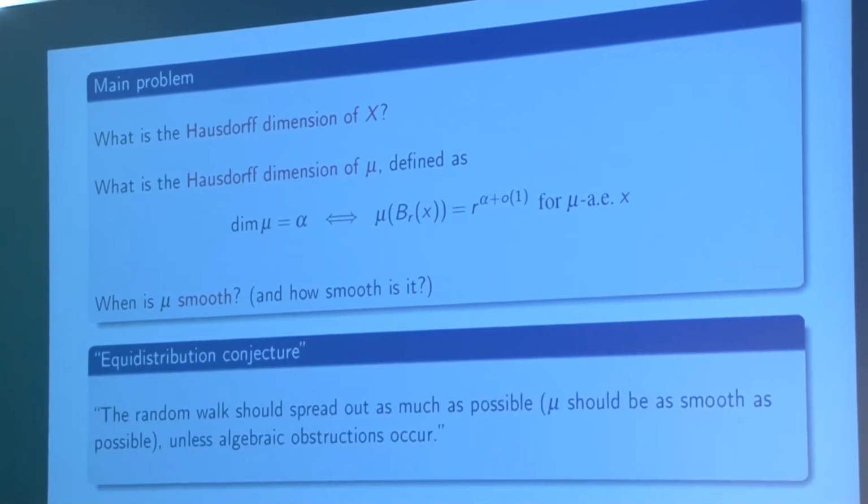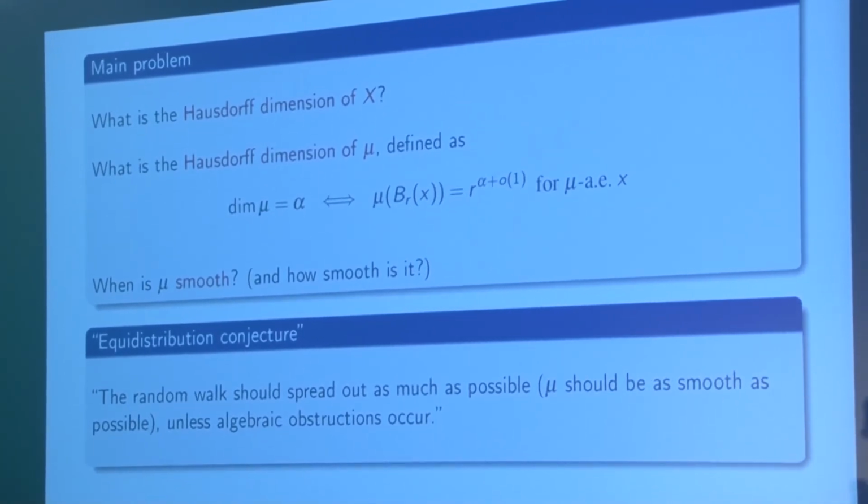Okay, and so the sort of guiding conjecture, which is at this point in quotation marks because I haven't defined things yet, is that the random walk should spread out as much as it possibly can, and correspondingly the measure should be as smooth as it possibly can, and the attractor should be as big as it possibly can, unless there is some algebraic obstruction to this happening.